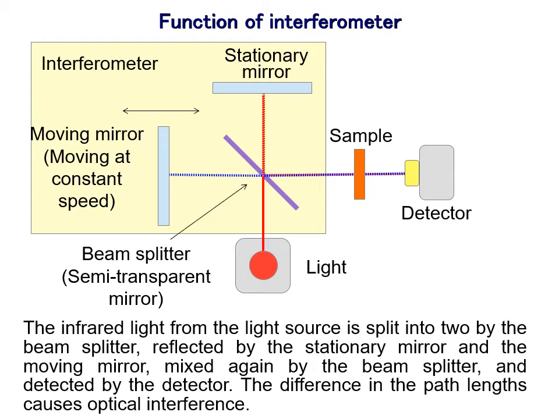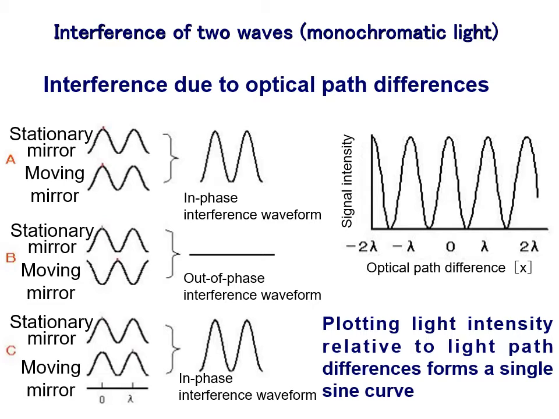If there is an optical path difference between the light reflected by the fixed mirror and the light reflected by the moving mirror, the mixed light causes interference. FTIR detects changes in infrared light intensity due to interference as a function of optical path difference. First, let's use monochromatic light to explain how the light that enters the interferometer interferes.